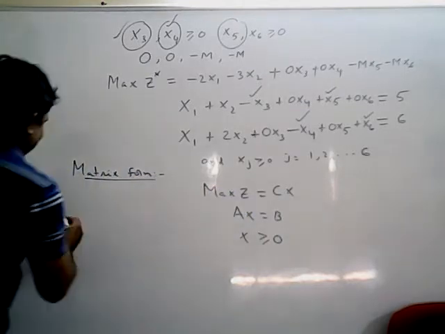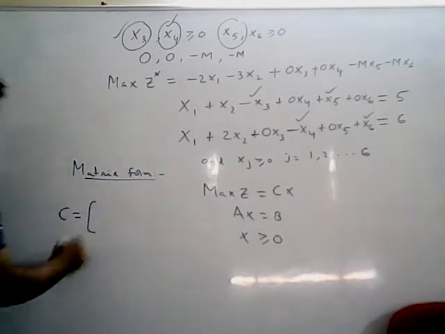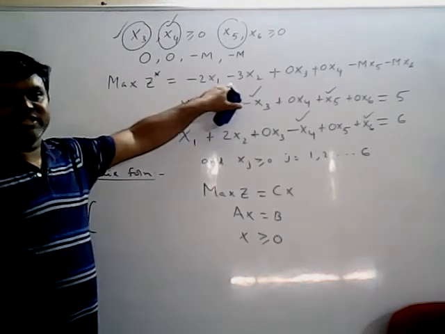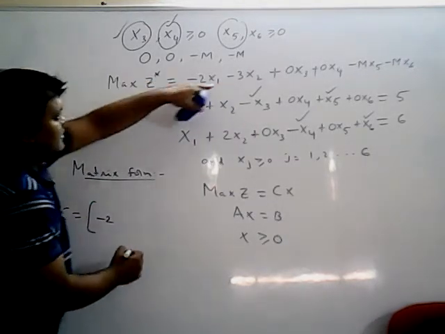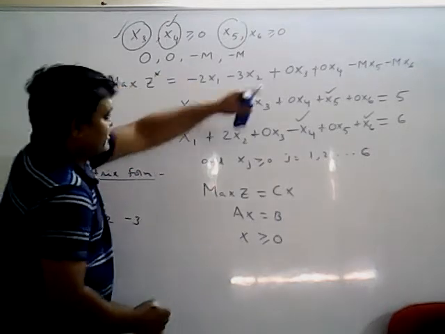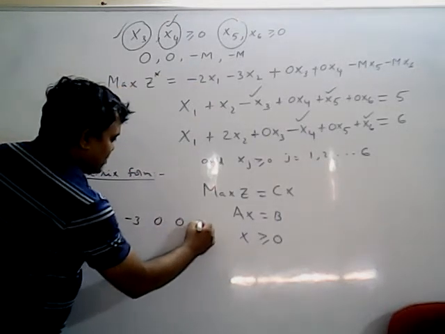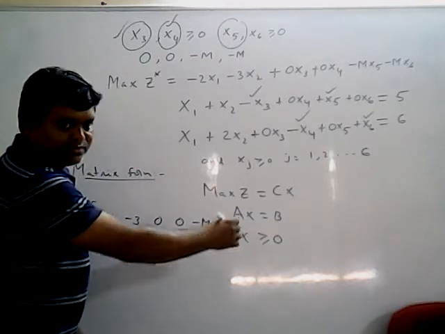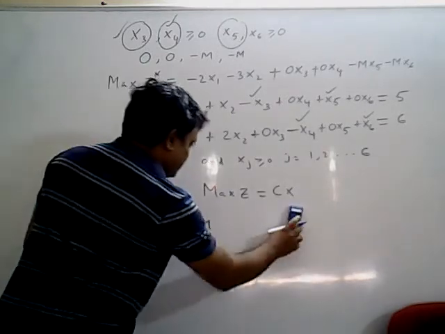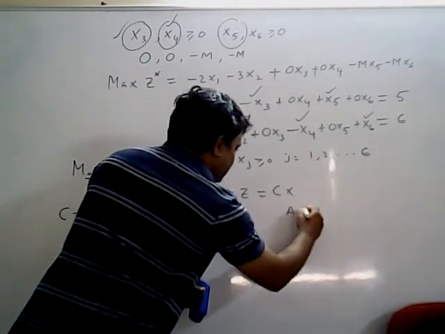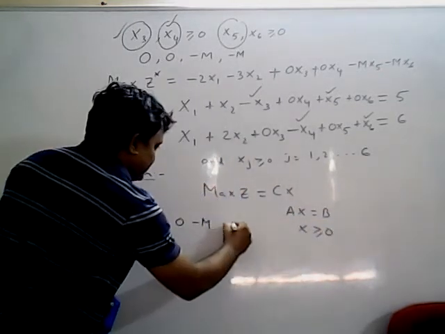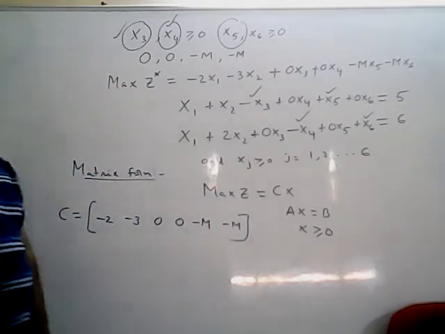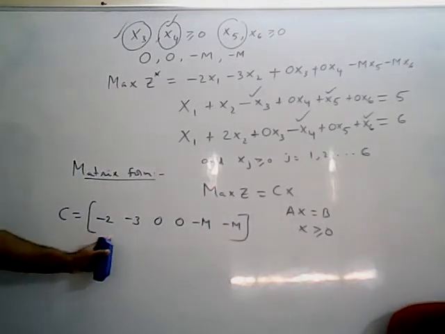So where C, now C means the objective function coefficients. Tell me the coefficient values: minus 2, next value minus 3, 0, 0, minus M, minus M. Okay, minus M, minus M. Just write it here. Ax equal to b, x greater than or equal to 0.